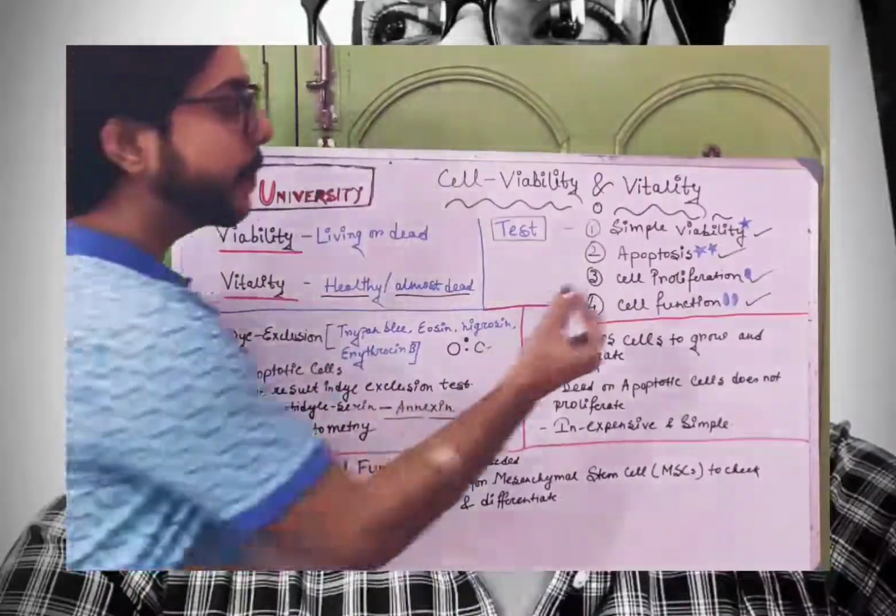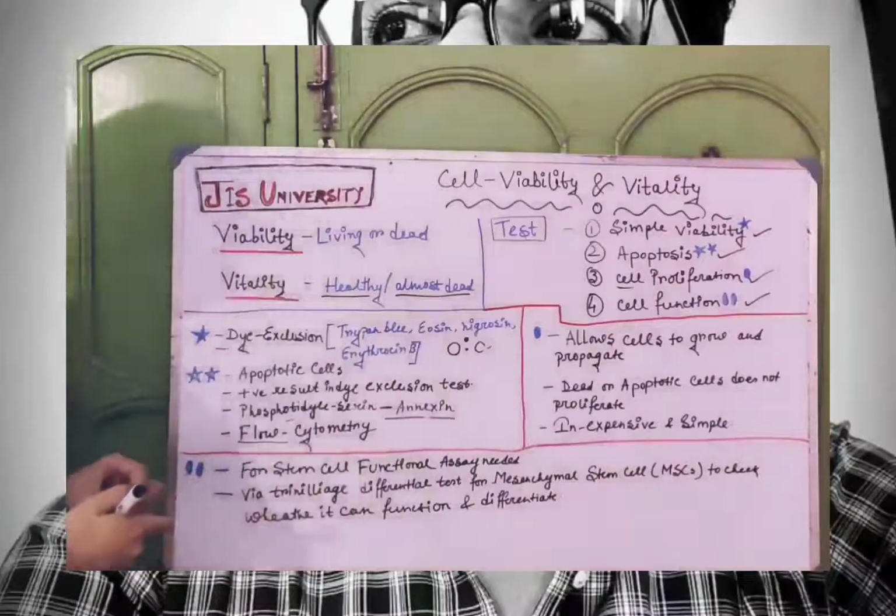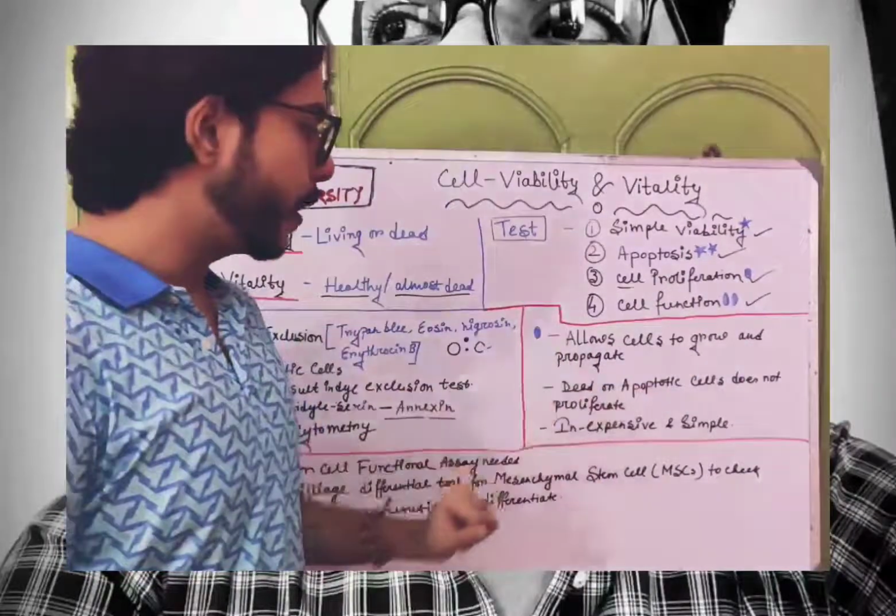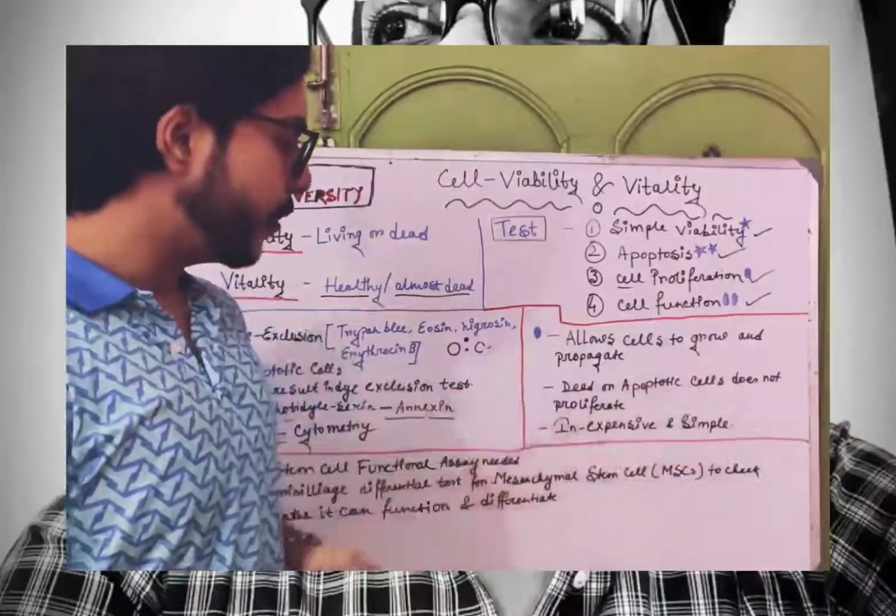The next one is cell proliferation. This one is very simple. It allows cells to grow and propagate. Dead or apoptotic cells do not proliferate.